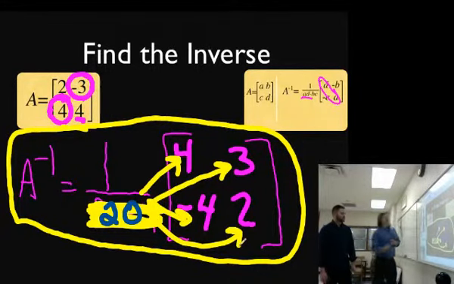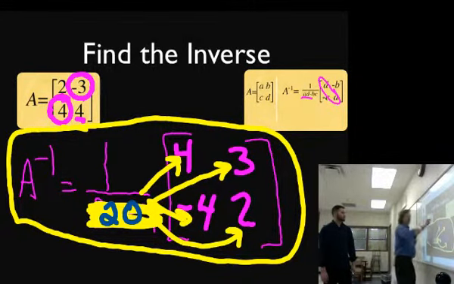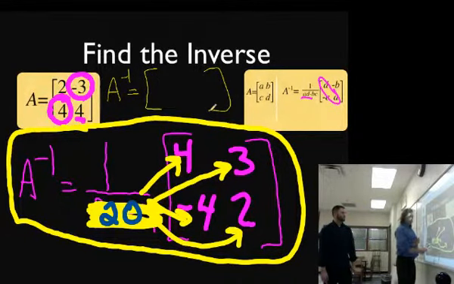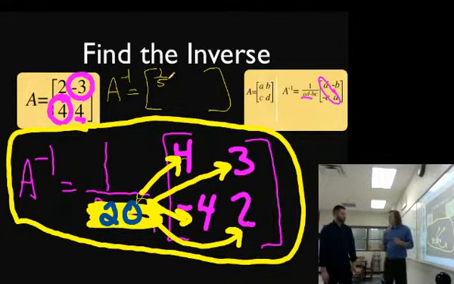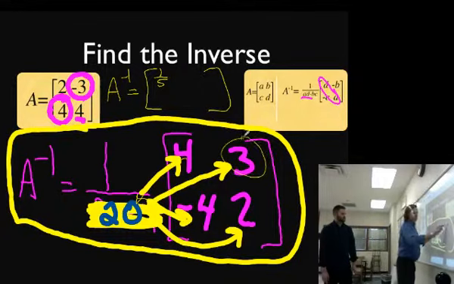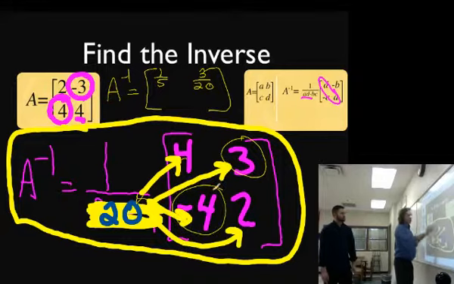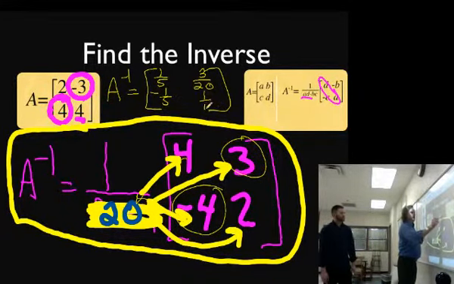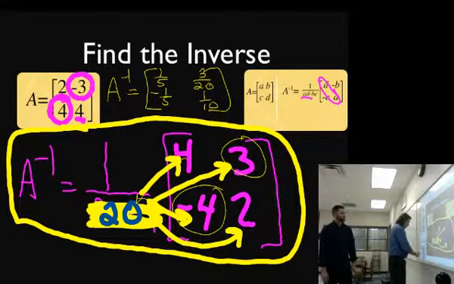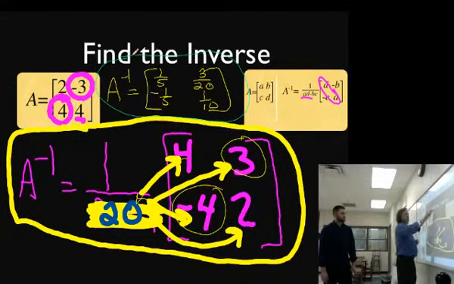If we were going to do that, then A inverse is going to be, what's 4/20? 1/5. You could use a decimal there too. That's not a problem. What's 3/20? Well, that's 3/20. -4/20 is -1/5. And then 2/20 is 1/10. So I would say either one of these are really good answers.